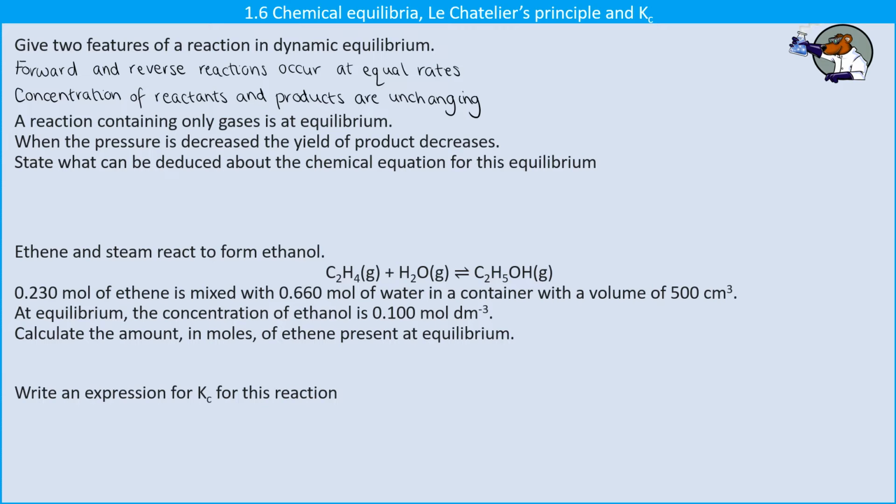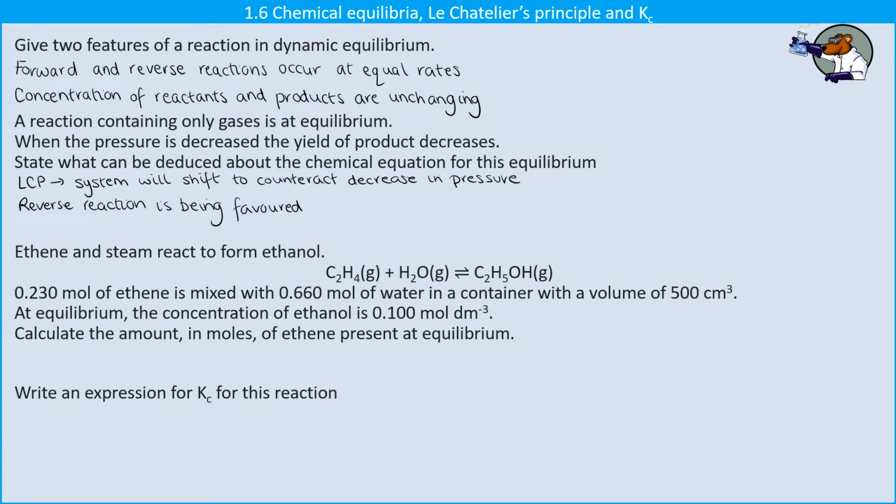Next up, a reaction containing only gases is at equilibrium. When the pressure is decreased, the yield of the product decreases. What can you deduce about the chemical equation for this equilibrium? Well, we know that Le Chatelier's principle tells us that the system is going to shift to counteract the decrease in pressure. In other words, it's going to move to favour the side that has more molecules and thereby increase the pressure. And in this instance, if the yield of the product is decreasing, that tells us that the reverse reaction is being favoured and equilibrium is shifting to the left.